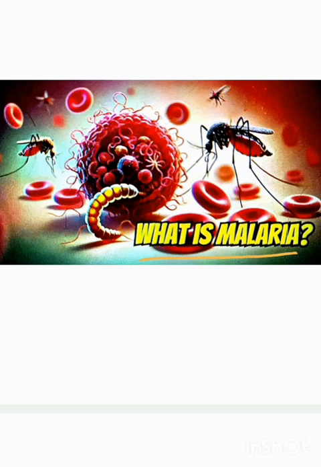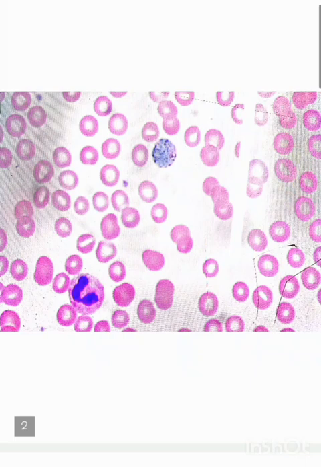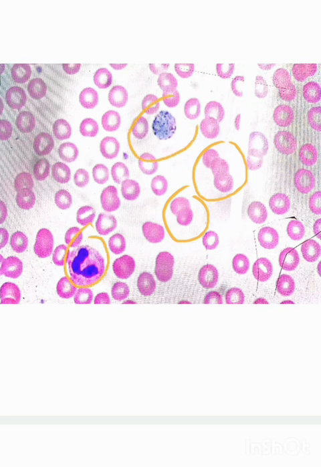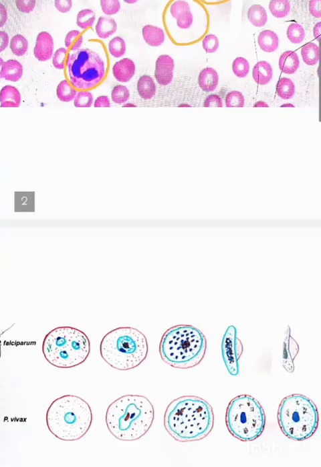Okay? Next, here is the image of red blood cells inside the microscope. Okay, the red ones are the RBCs, as you know, but the blue ones, as you can see, this is the parasite.